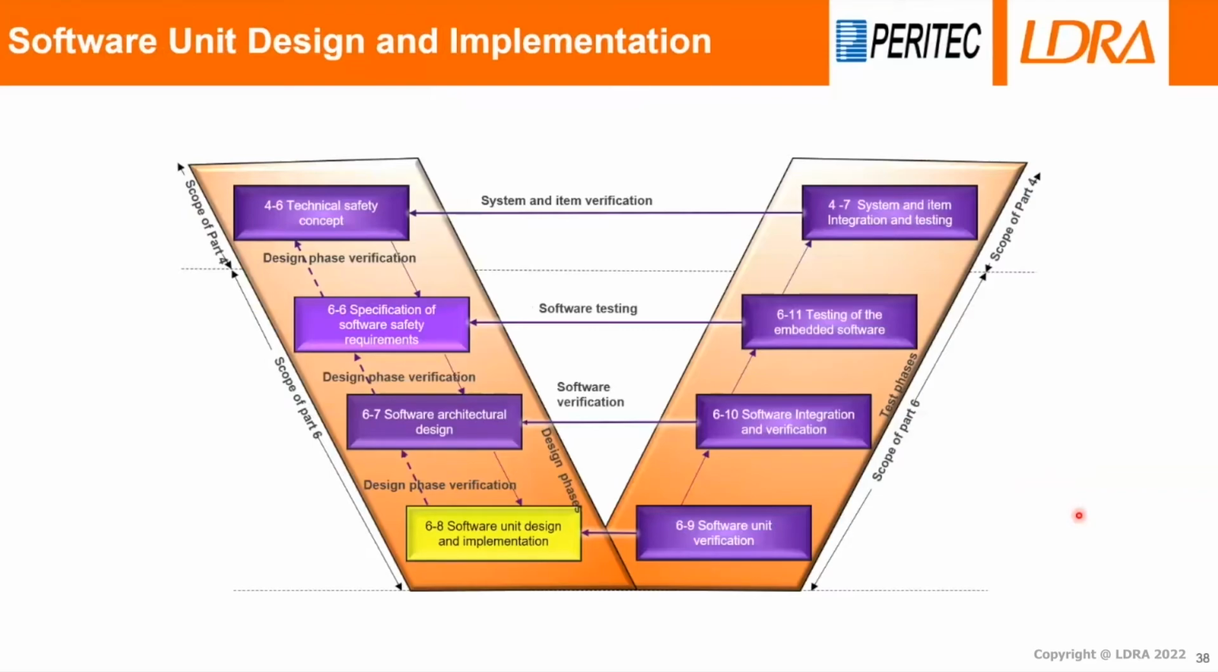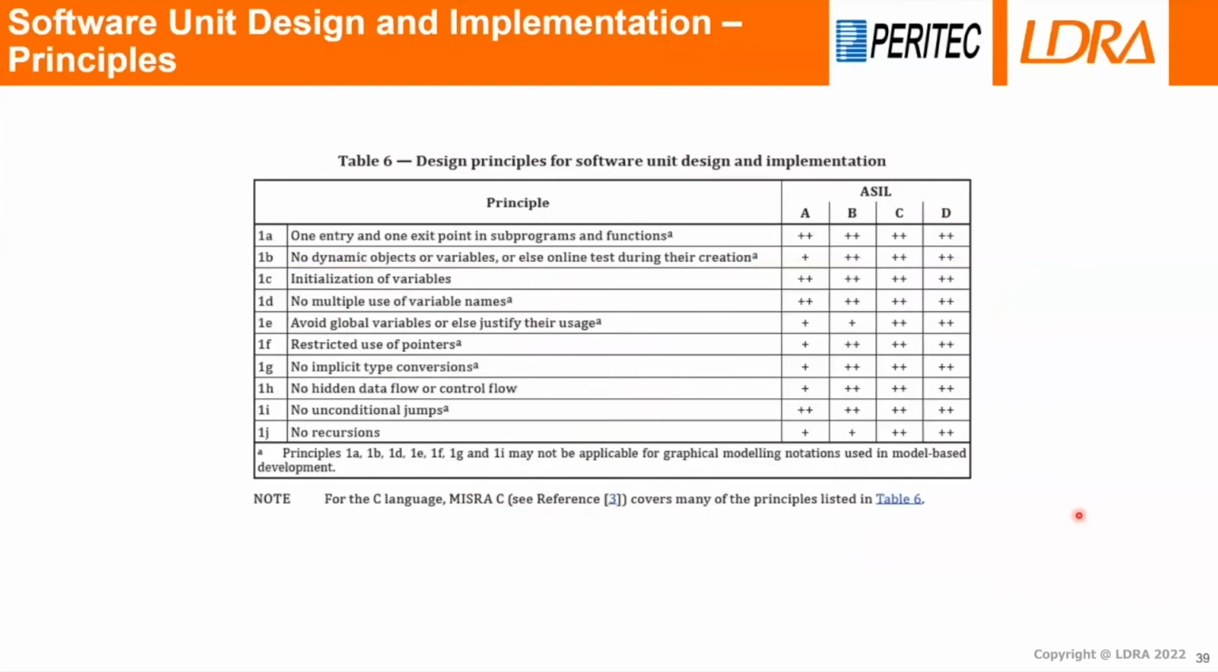Now coming to the unit design and implementation, again there are design principles while doing the coding. You can see the design principles for coding listed in this table, and we need to follow these. We need to choose the principles from this list, tailor the standard and our design guidelines, and make sure that we are generating a code review report which will show that none of these principles are being violated. The MISRA C reference is given here. For the C language, we can follow MISRA C.